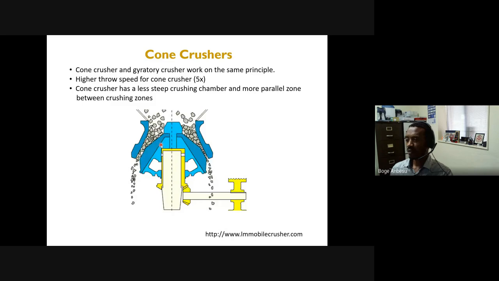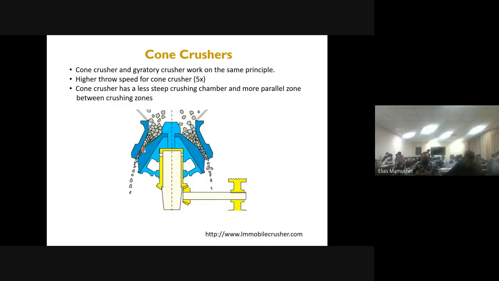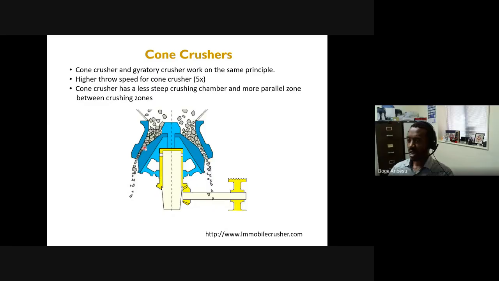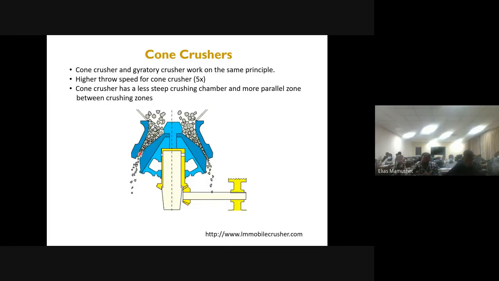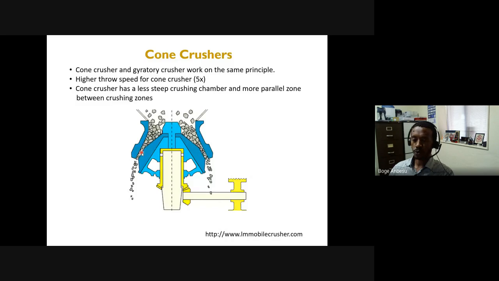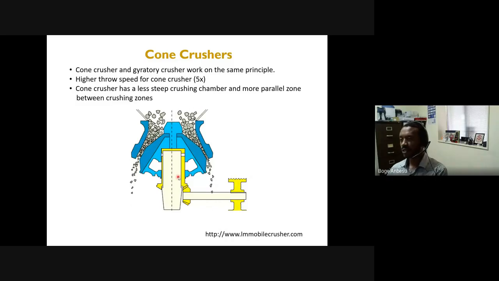And also, at the discharge end, if you look there, there is a less steep and parallel zone. Here, this one is a bit longer. This is just to help the rocks to be impacted more so that you produce lots of fine particles. We present this opportunity for the rocks to be smashed a number of times so that we produce smaller particles.